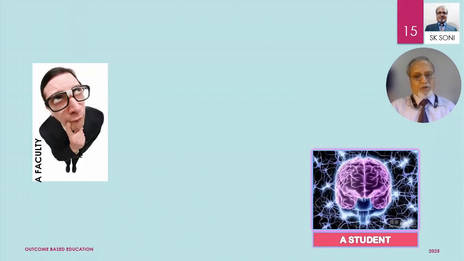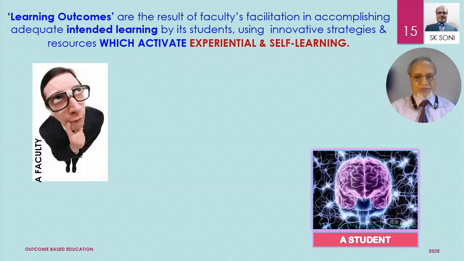Let us see how a faculty member and a student are related so that the learning outcomes are transferred from the experience and knowledge and skills and competence of the faculty member and the environment to the student. Learning outcomes are the result of faculty facilitation in accomplishing adequate intended learning by students using innovative strategies and resources which activate experiential and self-learning.